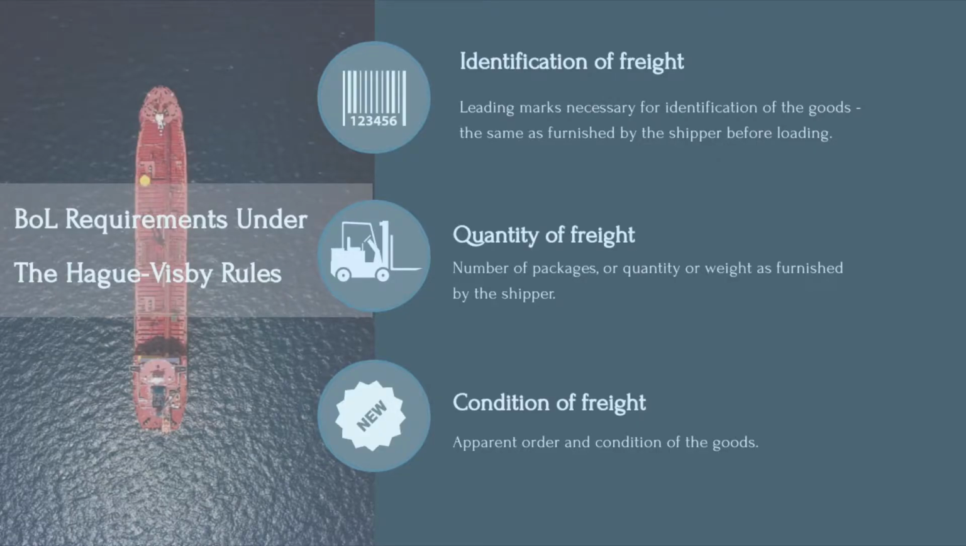In order for a bill of lading to be in accordance with the Hague-Visby rules, it must fulfill three specific criteria defined in Article 3, Paragraph 3 of the Hague Rules. Firstly, it must include the leading marks necessary for identification of goods as specified by the shipper before loading. Secondly, the number of packages, pieces, or the quantity or weight as furnished in writing by the shipper. And lastly, the apparent order and condition of the goods.